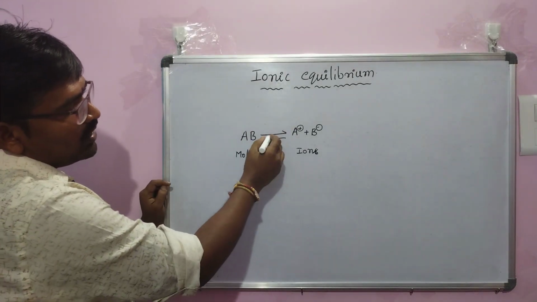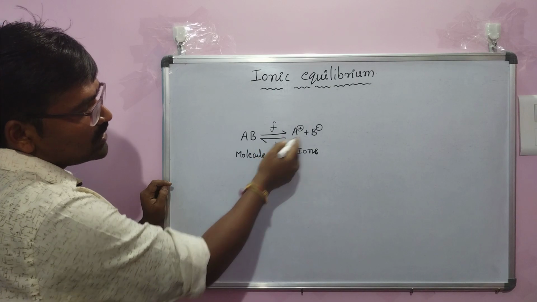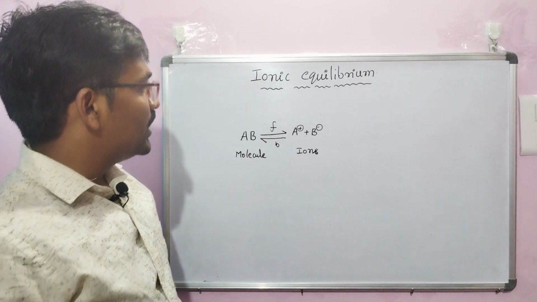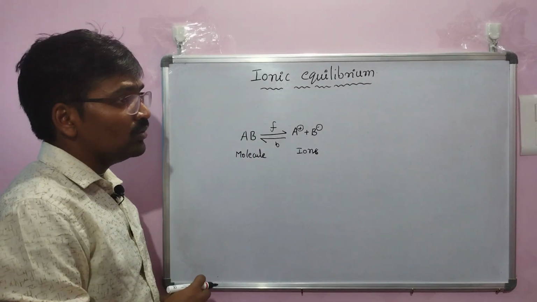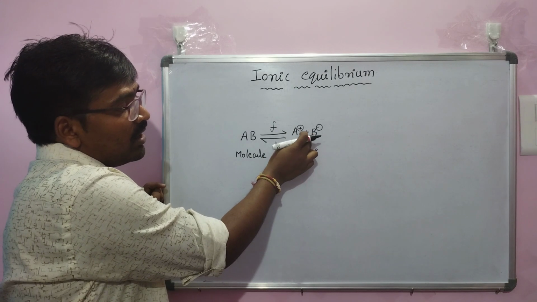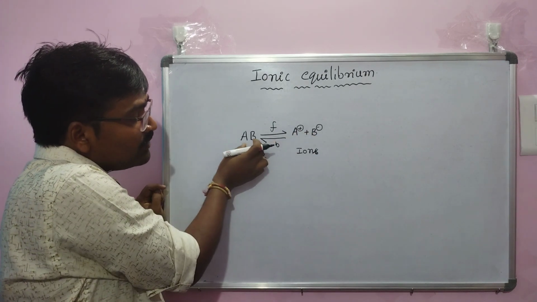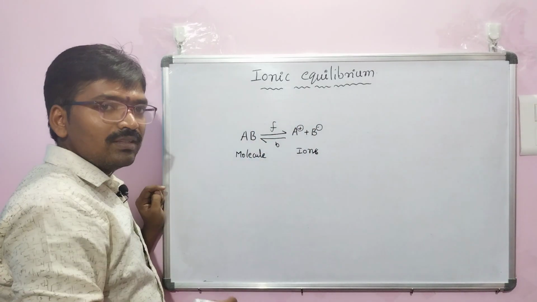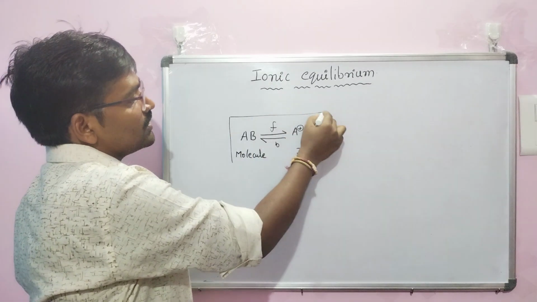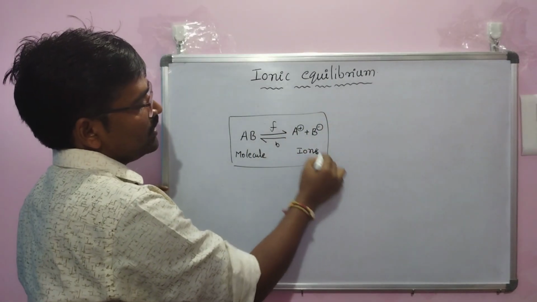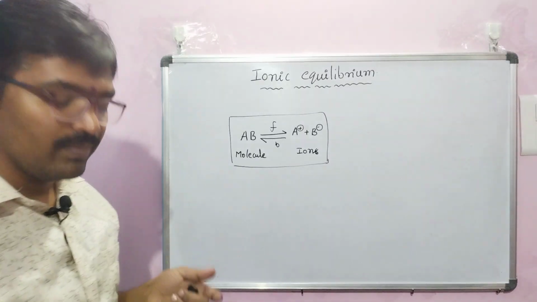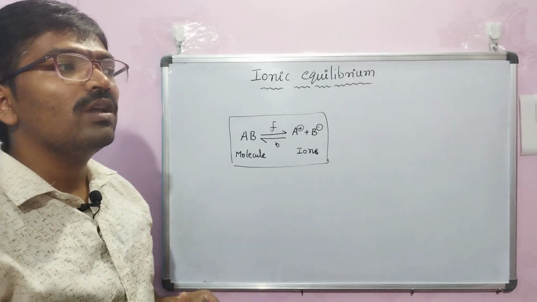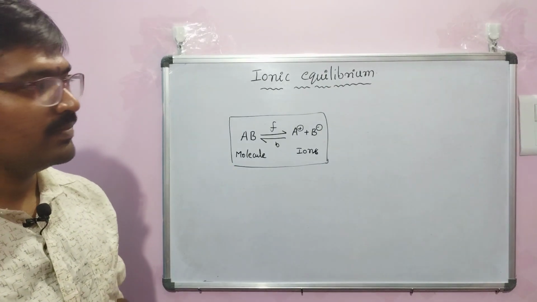Once forward and backward reactions both take place, such reactions are called equilibrium reactions, we know that. Now ions are in equilibrium with a molecule, or a molecule is in equilibrium with the ions. Such reactions are called ionic equilibrium, because ions are involved in the reaction.